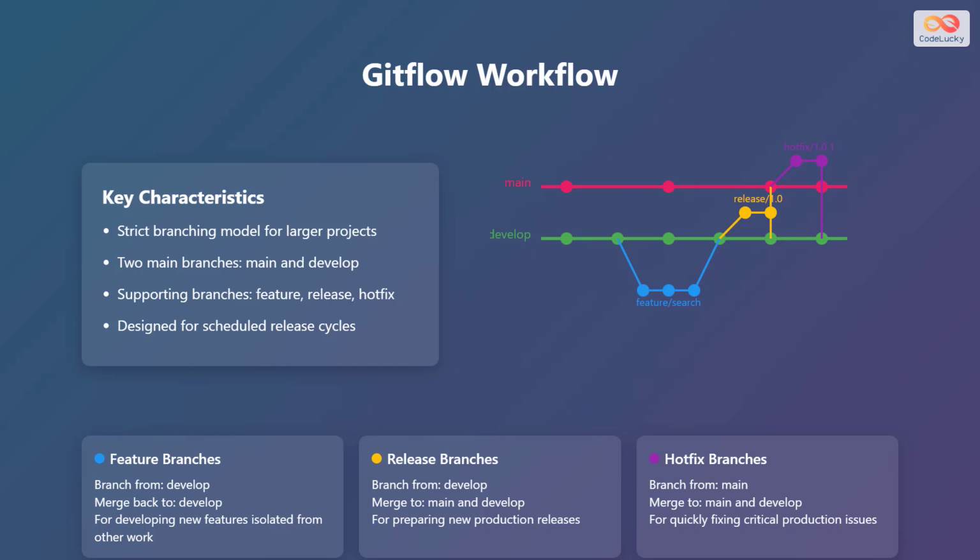Let's look at the different branch types. Feature branches branch from develop and merge back to develop. They are used for developing new features isolated from other work. Release branches branch from develop and merge to main and develop. They are used for preparing new production releases. Hotfix branches branch from main and merge to main and develop. They are used for quickly fixing critical production issues.